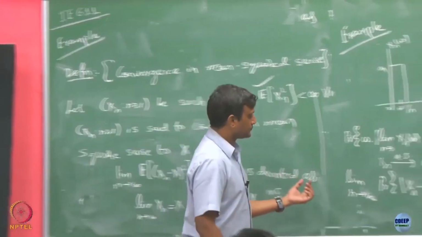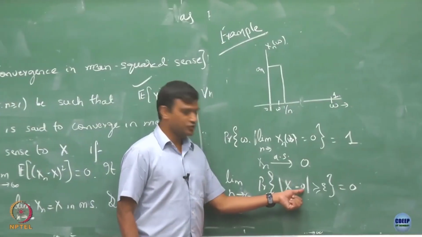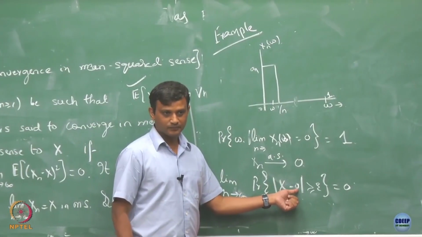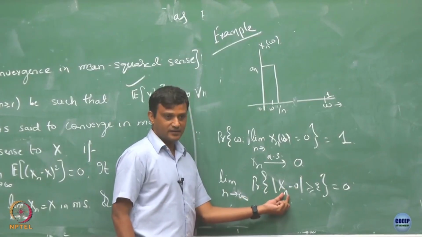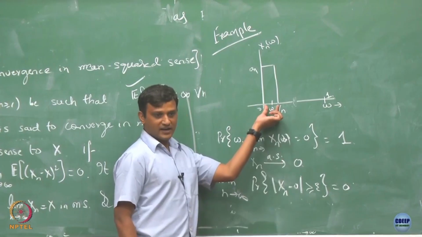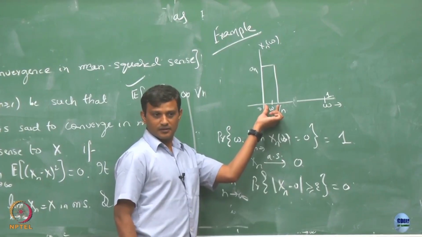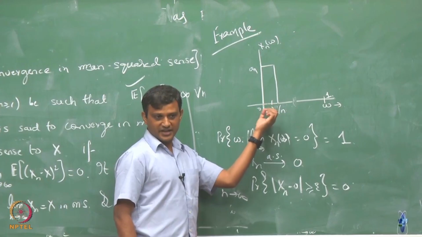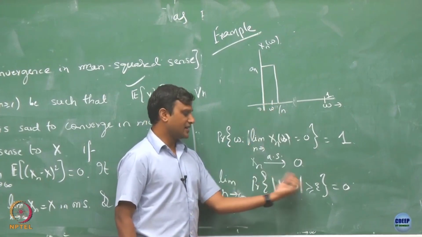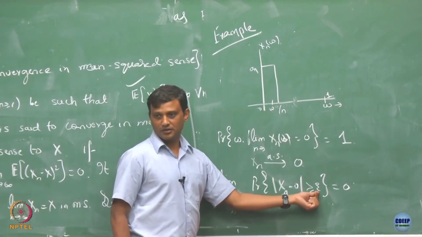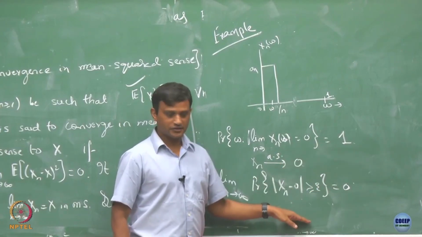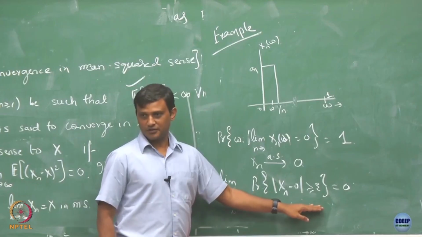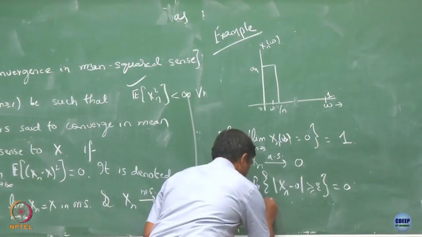Again, I have already substituted 0 for x here. Now if you look at the probability of this interval, xn is nothing but this interval, and that interval is shrinking. So after some time it can't exceed epsilon. After that point it is always going to be 0. So it is also true, it converges in probability.